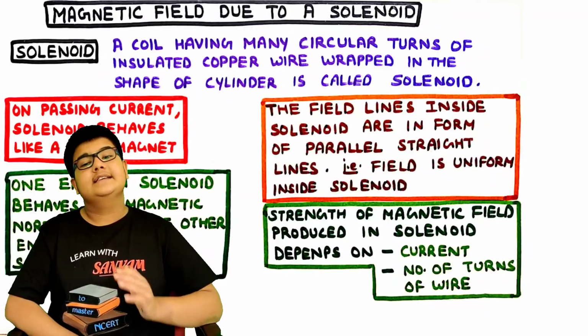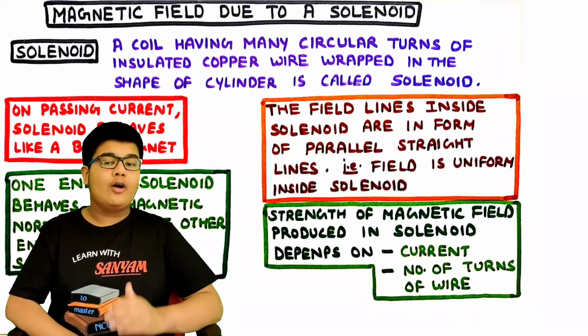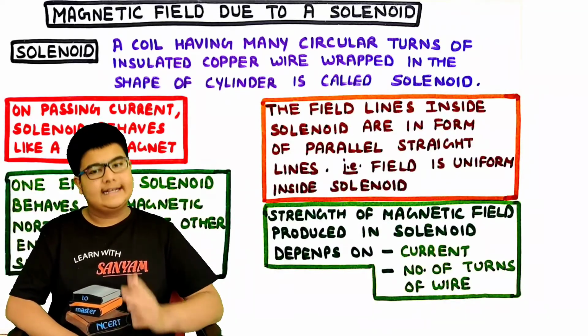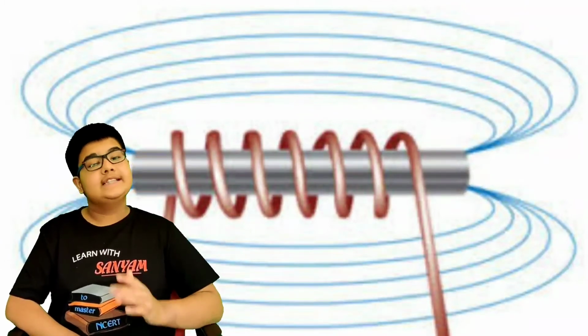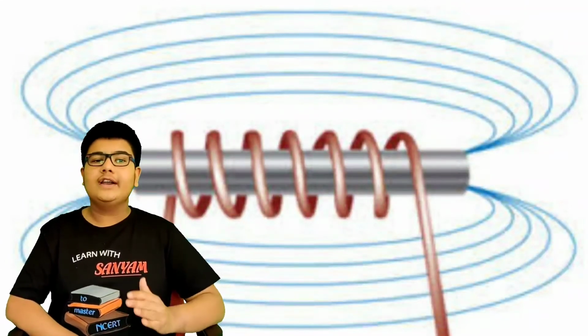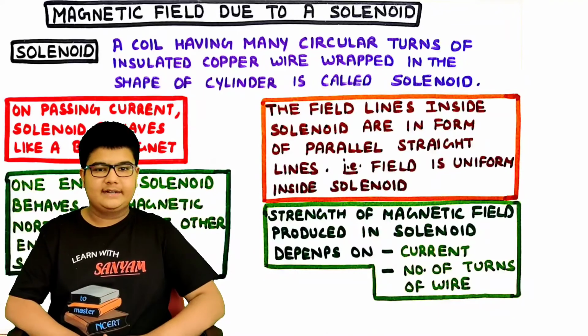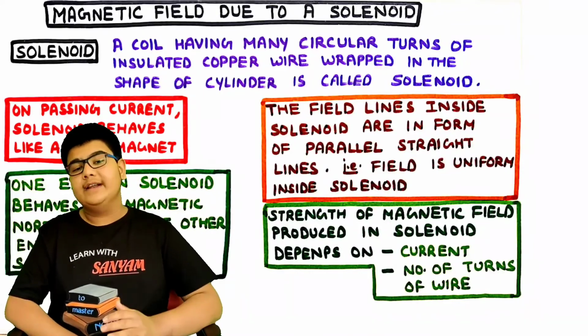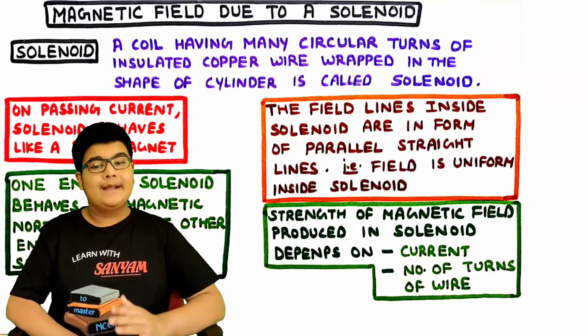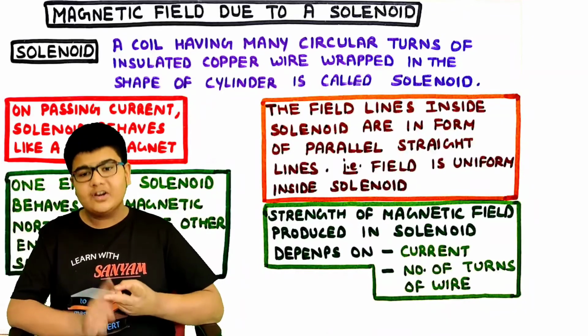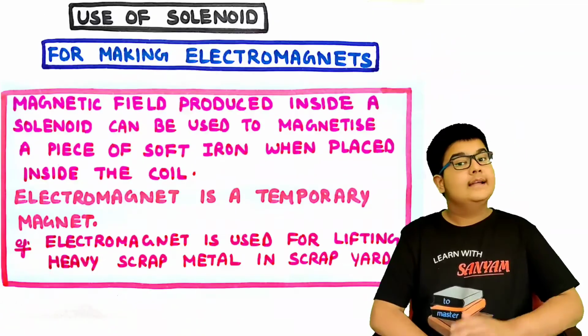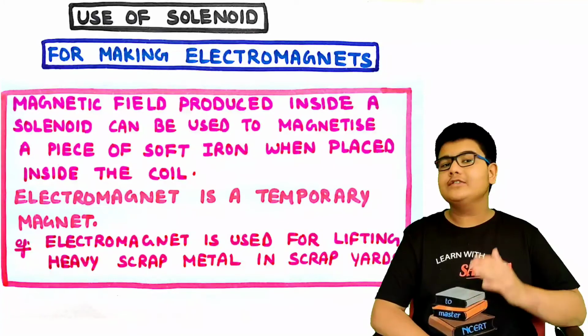The field lines inside the solenoid are in the form of parallel straight lines. That is, the field is uniform inside solenoid. So, solenoid is quite similar to a bar magnet. The strength of magnetic field produced in solenoid depends on current and the number of turns of wire. Now, let's see the use of solenoid.